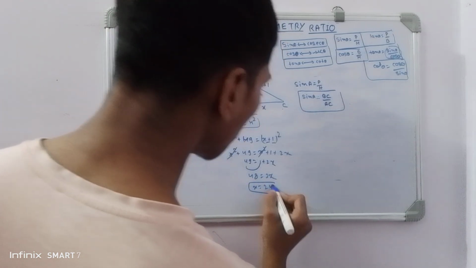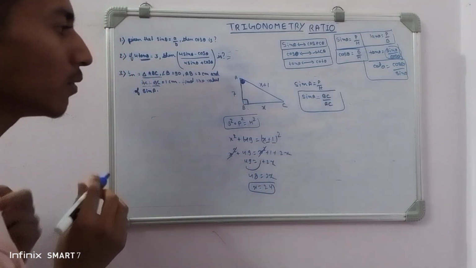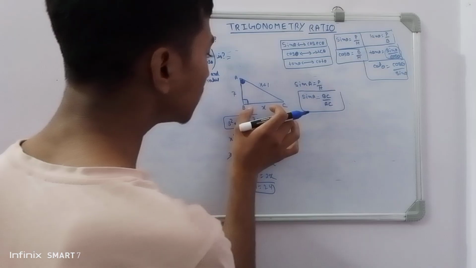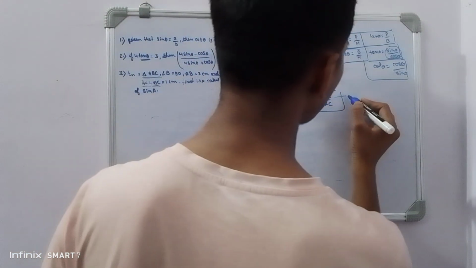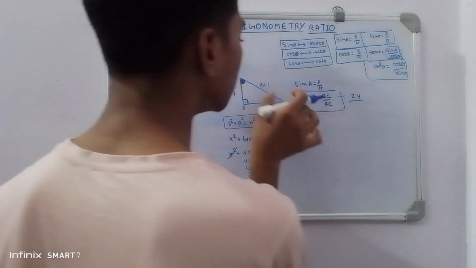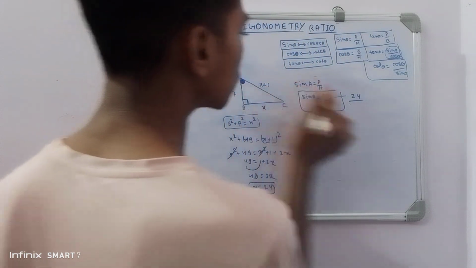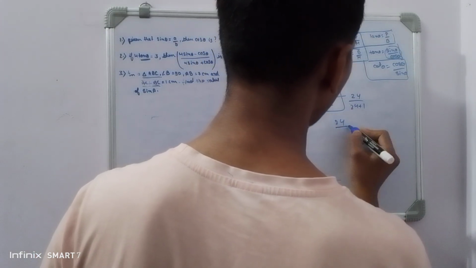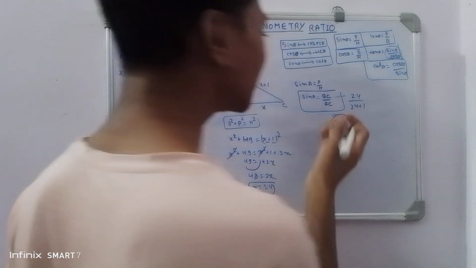As we get to know that x is 24, now we have to find BC by AC, where BC is equal to x. So this is equal to 24, and AC is equal to x plus 1, which is 24 plus 1. So this is 24 by 25, and this is the answer we have.